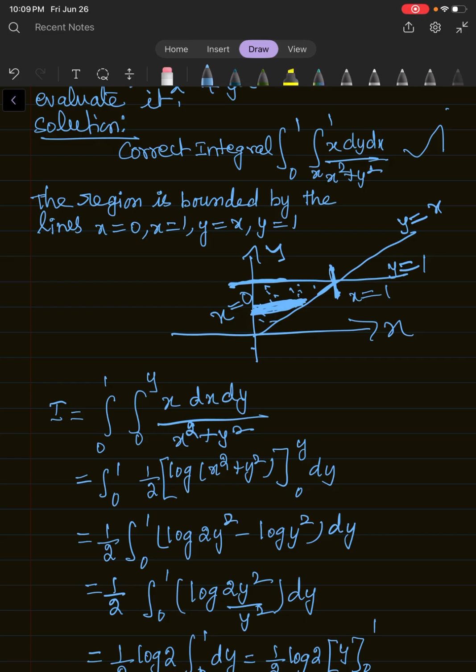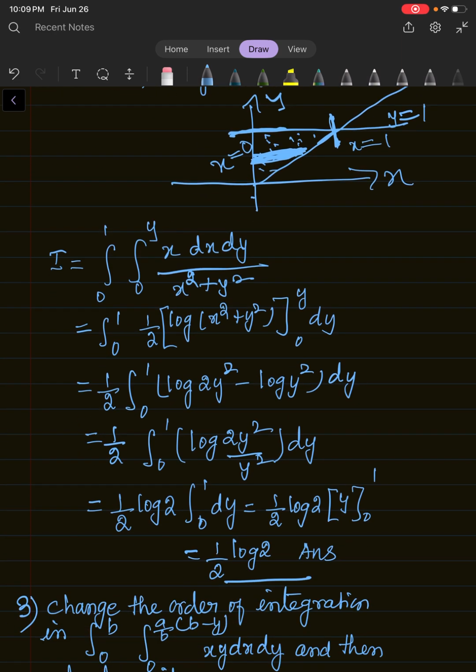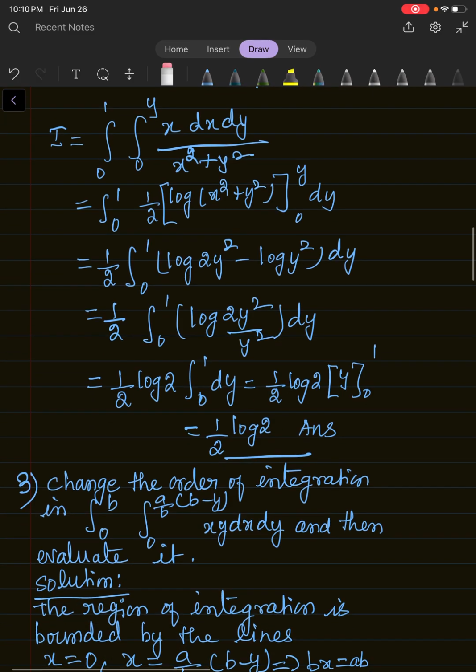After changing the order of integration, we are getting I equal to integral from 0 to 1, 0 to y, x dx dy by x square plus y square. Integrate this function with respect to x first. So 1 by 2 log of x square plus y square, and the limit is from 0 to y. Apply the limit now. So log 2y square minus log y square. This is of the form log a minus log b. So log a by b, y square getting cancelled.